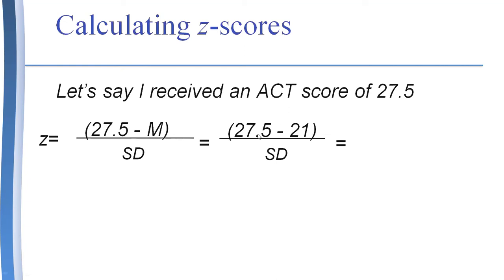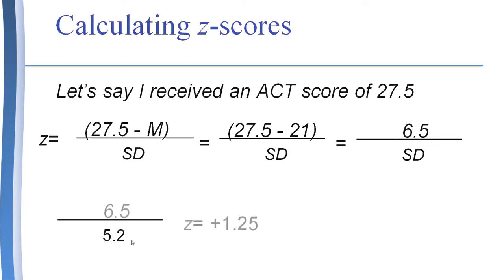So first I subtract 21 from 27.5. I get an answer of 6.5. All I do is I divide that by the ACT standard deviation, which I know is 5.2, and I get my z-score, positive 1.25. Remember that your z-scores are usually going to fall somewhere between negative and positive 4. So you're going to get a number between 0 and 4, either positive or negative, for the most part, because most of the curve is covered within that range.